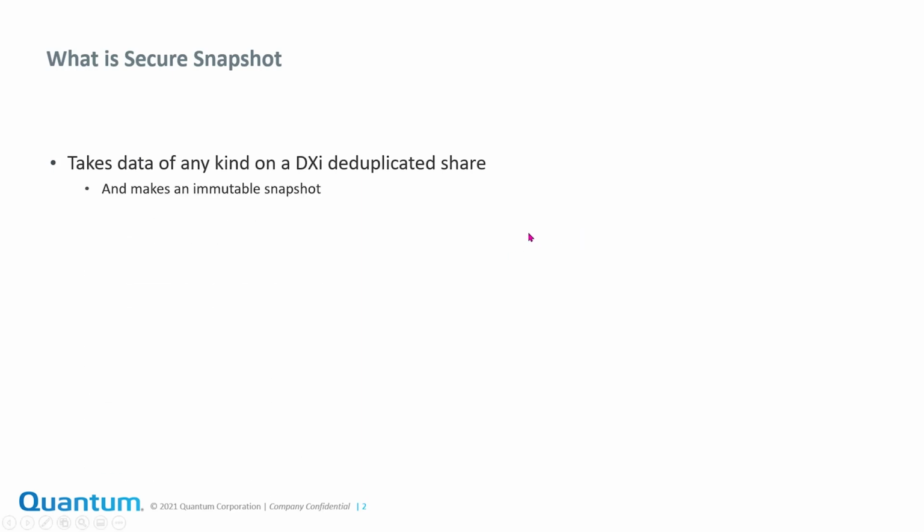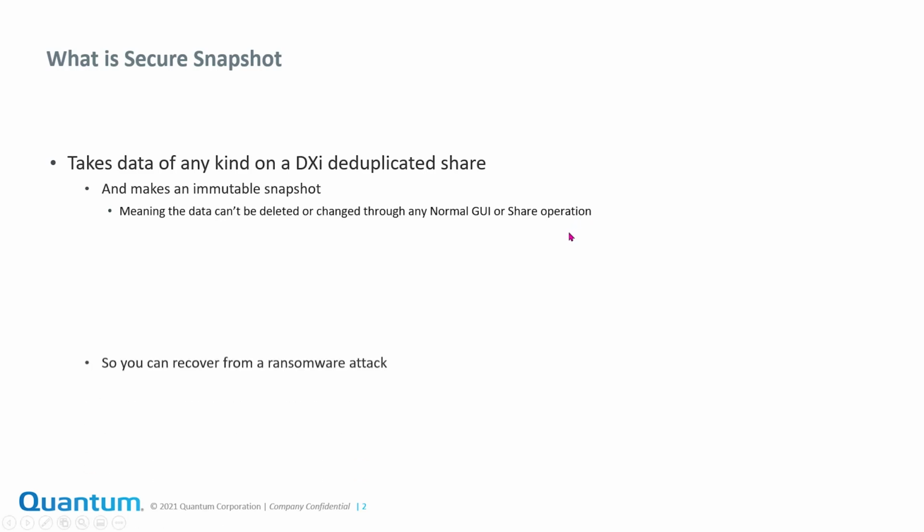Now, this isn't going to be a PowerPoint presentation, but let's just take a moment and talk about what Secure Snapshot does and how it does it. Secure Snapshot takes any kind of a DXi deduplicated share and makes an immutable snapshot. What that means is that the data from that snapshot can't be deleted or changed through any normal GUI or share operation. So if you do have a ransomware attack and you need to restore, they may have gotten into your environment, but they can't have affected that backup. So you can recover your systems to the point they were when the Secure Snapshot was created.